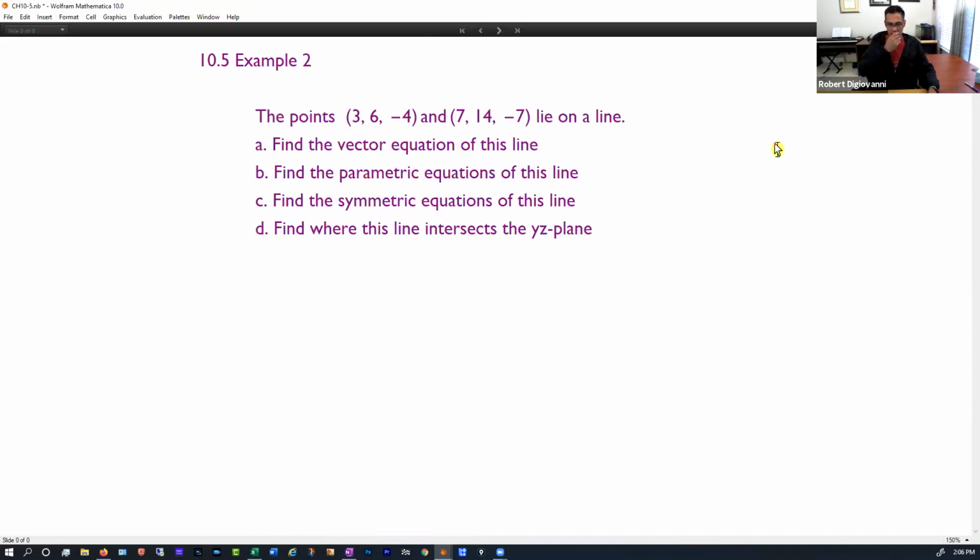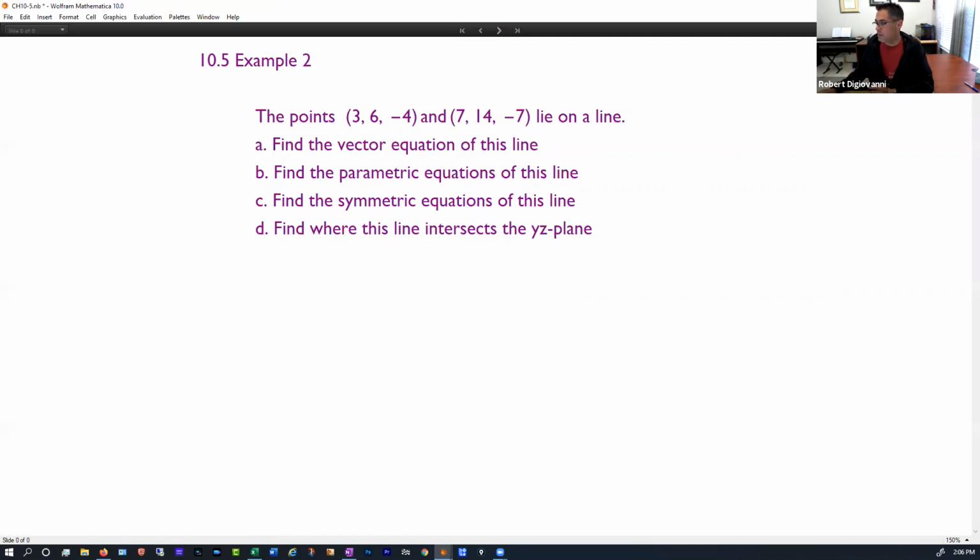All right, so here we go. The points (3, 6, -4) and (7, 14, -7) all lie on a line. We are in 3-dimensional space. We've been given 2 points, right? So first thing I'm going to do is find the vector equation of this line.